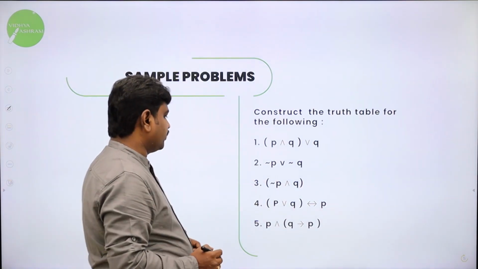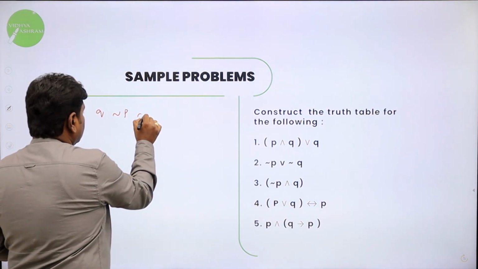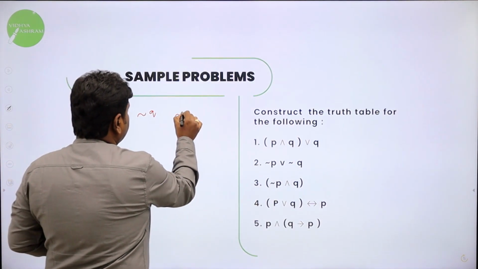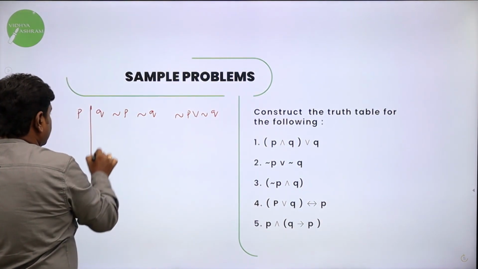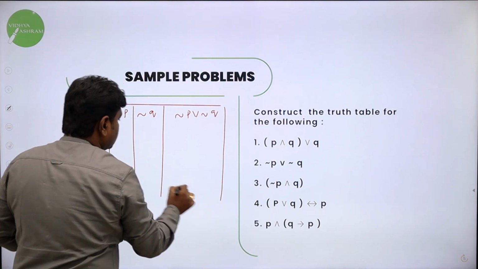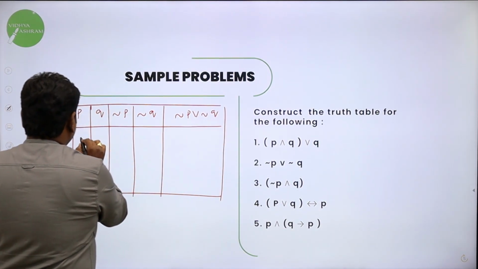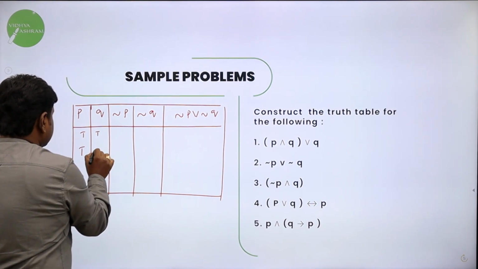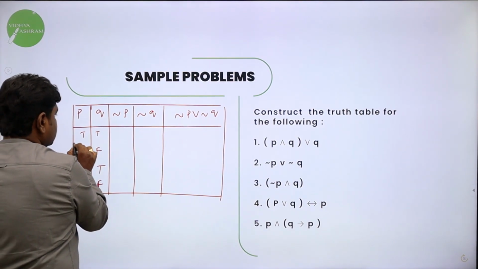Then we will go for the second one. P, Q, negation P, negation Q. Then we have negation P or negation Q. So I wrote the components. We will write the truth values. When you write the truth values, we will see what truth values we get. True, true, true, false, false, true, and false, false. These are the possible combinations.